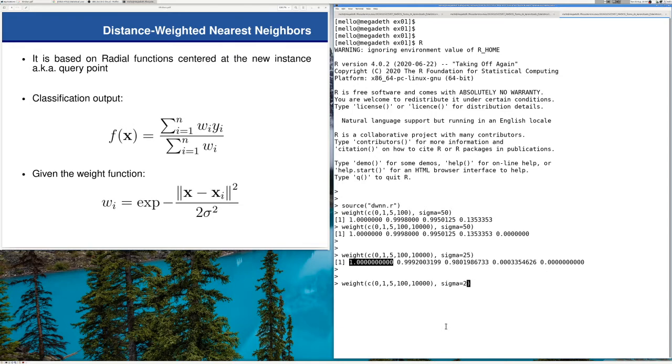If I reduce even more my sigma, take a look. No relevance for that point that's really far. Almost no relevance for this point, which is really far too. And for this point that has a distance equal to 5, it's got like 0.6 as relevance. This point whose distance is 1 is 0.98, and this point, it's still like 1, okay?